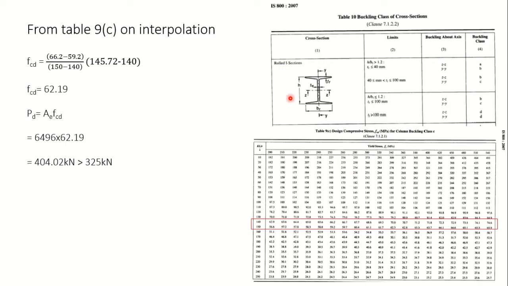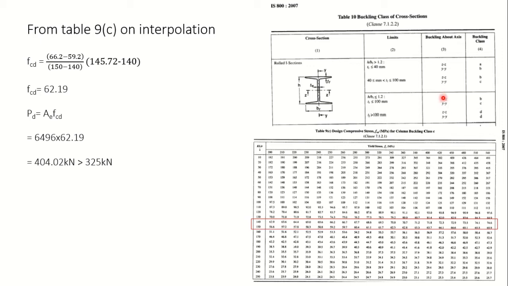So this is the rolled section what we have chosen here, and our case is h upon bf is less than 1.2. What value we have got is 1.0, so it is less than 1.2, and also thickness of flange is less than 100 mm. In our case it is 9.7 mm. So here the buckling class about y axis is c. This is the buckling class what I'll be selecting here.